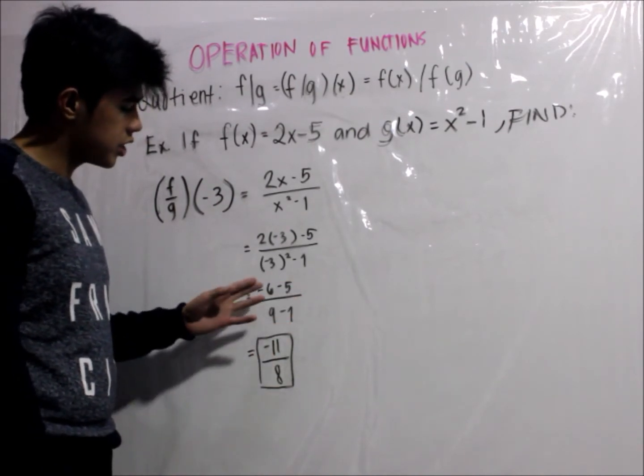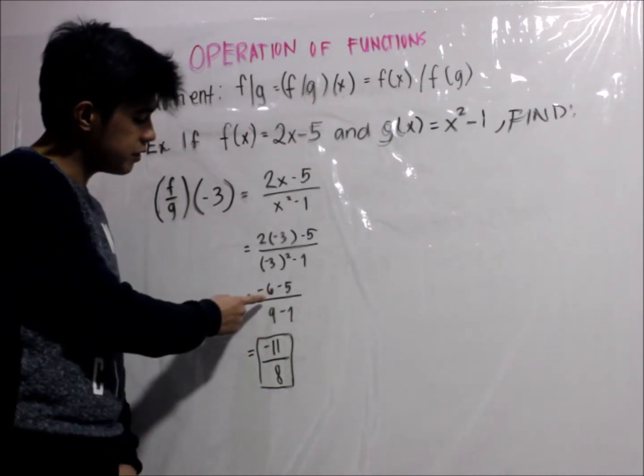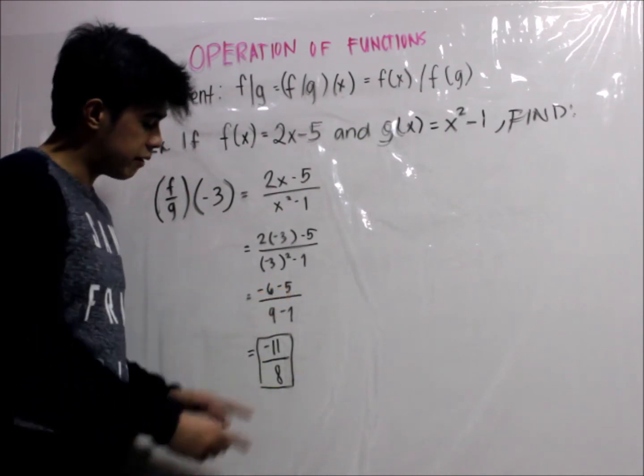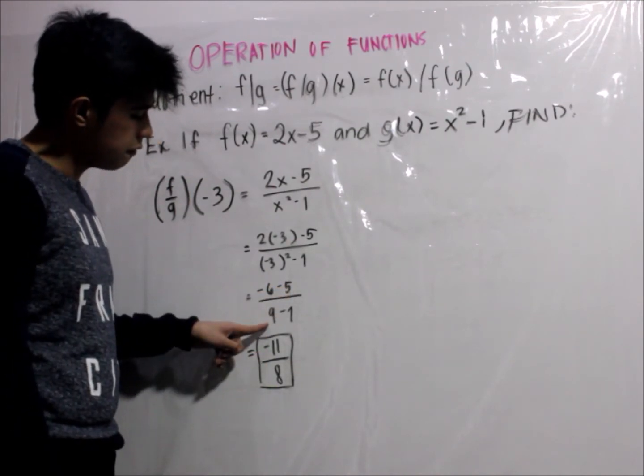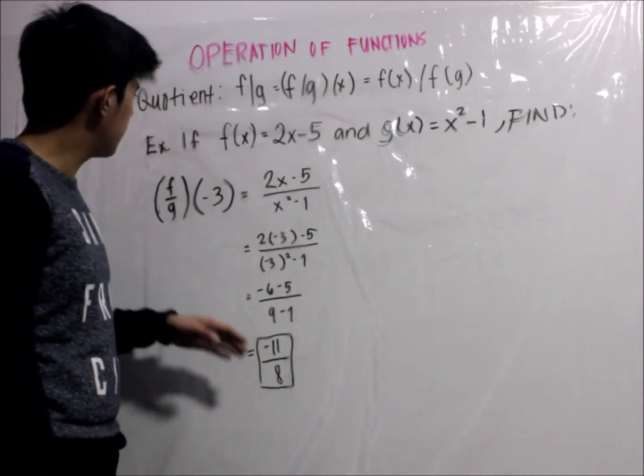When this happens, we will just combine. That means negative 6 and negative 5 will become negative 11, and 9 minus 1 will become 8. And that is your quotient.